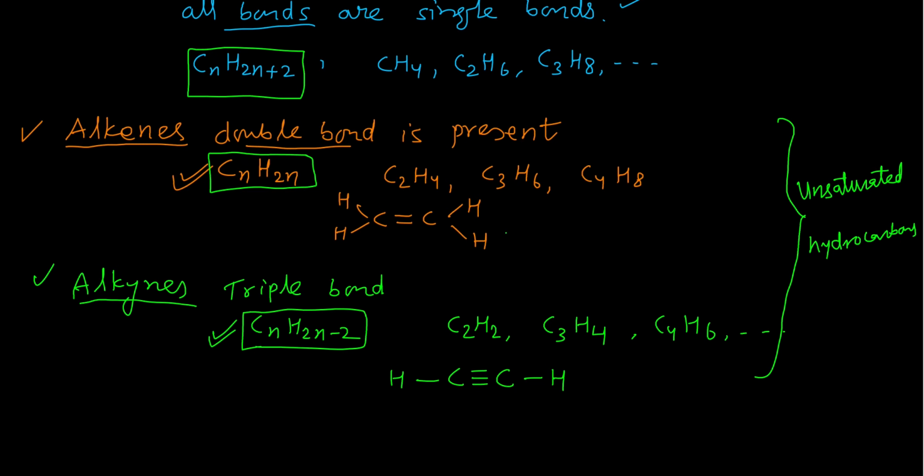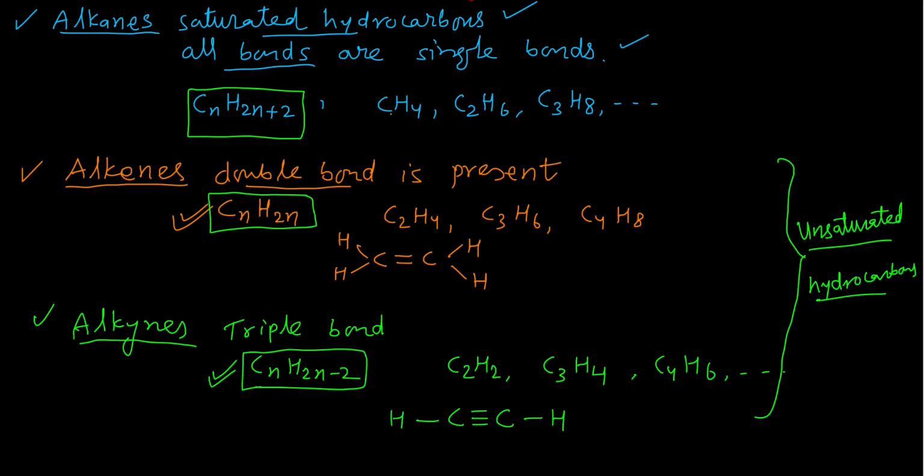And alkanes, due to having all single bonds, don't usually give addition reactions, and even substitution reactions are not given by alkanes at low temperature or low energy. That's why these compounds are called saturated hydrocarbons, or sometimes paraffins. Paraffins means less reactive. Okay, so we saw these three categories, and there are a few more categories. One more category is cycloalkanes.